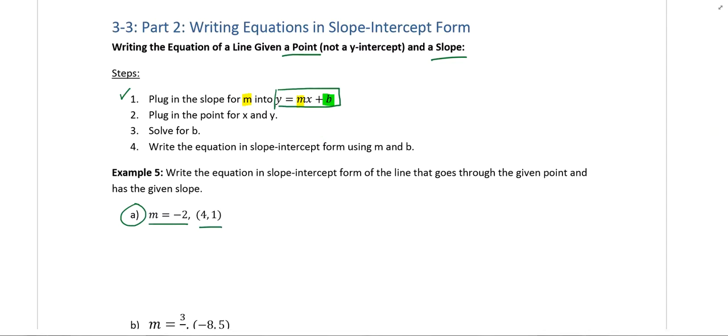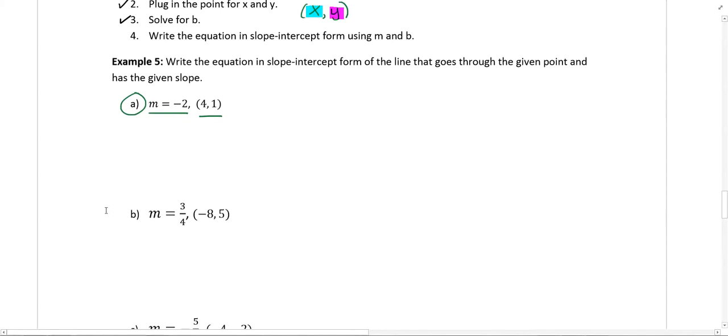So then you're going to use the point that you're given and plug in the point for x and y. This point that you're given, x and y, x comes first. Whatever number you're given for x, you plug in right there, and whatever number you're given for y, you plug in right there. Then all that should be left for variables is b, because this is the one that we don't know, and so we're going to solve for b. So that's steps 2 and 3, and in step 4, we finally write the equation in slope-intercept form using m and b. So let's give it a try.